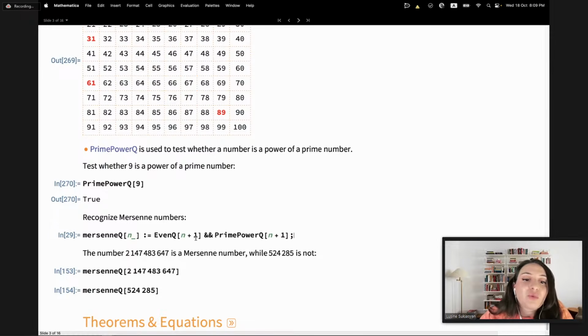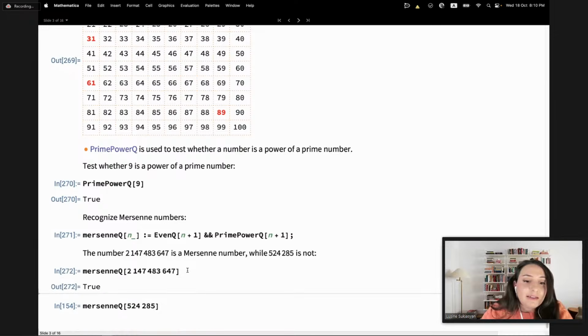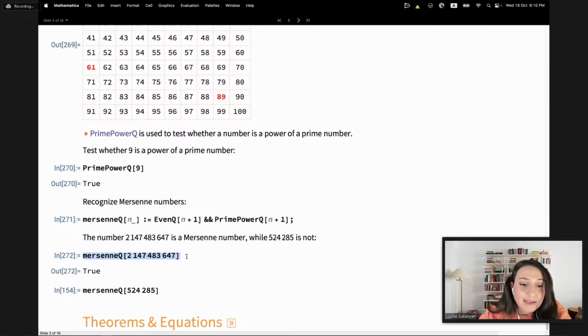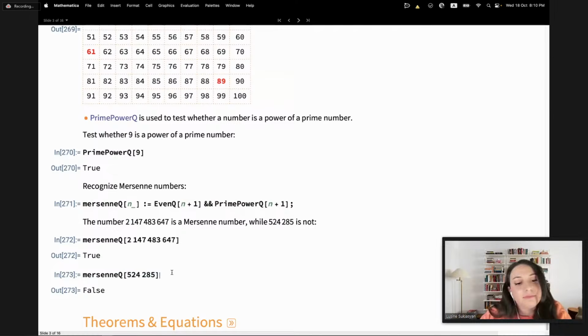And if we add 1 to it, that should be even 2 to the power of n, and that should be a power of a prime number. In this case, it should be a power of 2. So we can do this, and using our simple function, we can check that this number that you see is a Mersenne number, whereas this one is not a Mersenne number.